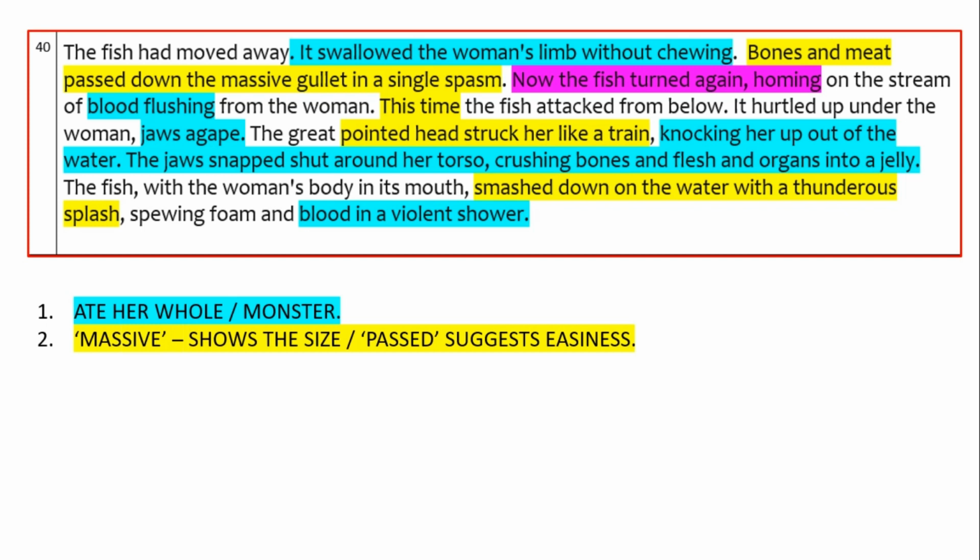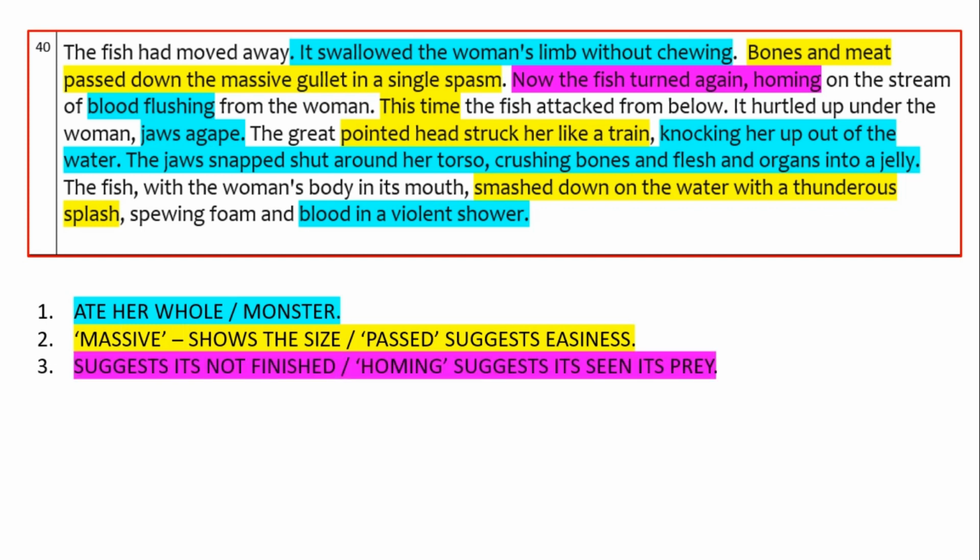Massive gullet. Again, the writer could have just put bones and meat passed down the gullet, but they've said massive gullet. The writer's trying to show us the size, that the shark is huge. Again, it could have said the bones and meat struggled down the gullet, but it said passed. Passed suggests it was a calm thing. It was easy for the shark to do.